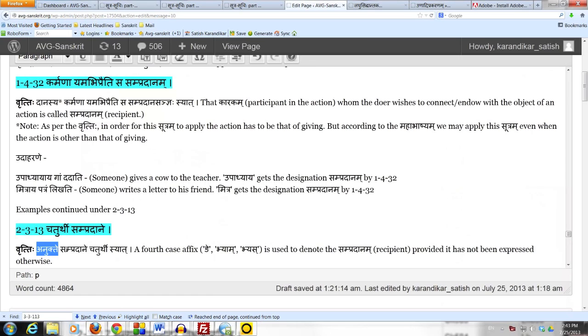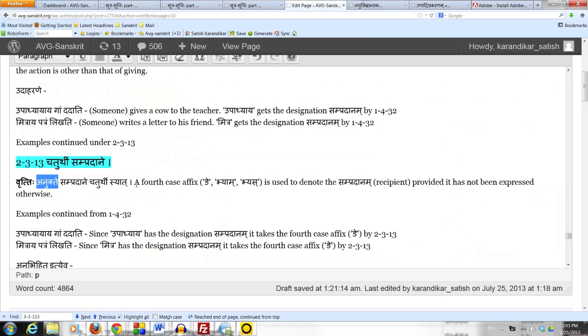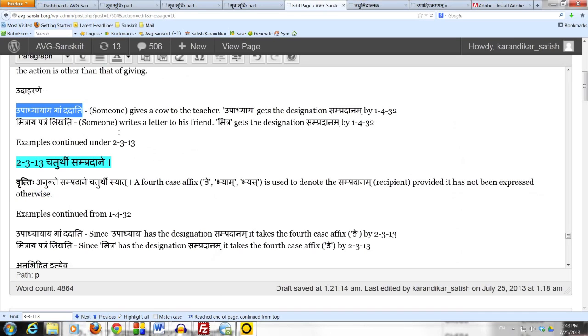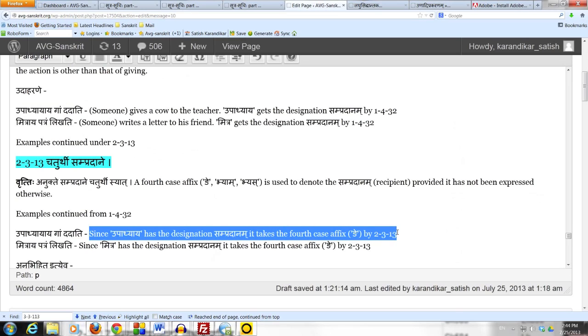So the meaning of the sutram is: the fourth case affix nye, bhyam or bhyas is used to denote the sampradanam, the recipient, provided it has not been expressed otherwise. Now continuing the examples from 1432, Upadhyayaya Gandadati. Since Upadhyaya has the designation Sampradanam by 1432, therefore it takes the fourth case affix, in this case the singular affix Nye, by 2313 Chaturthi Sampradane.